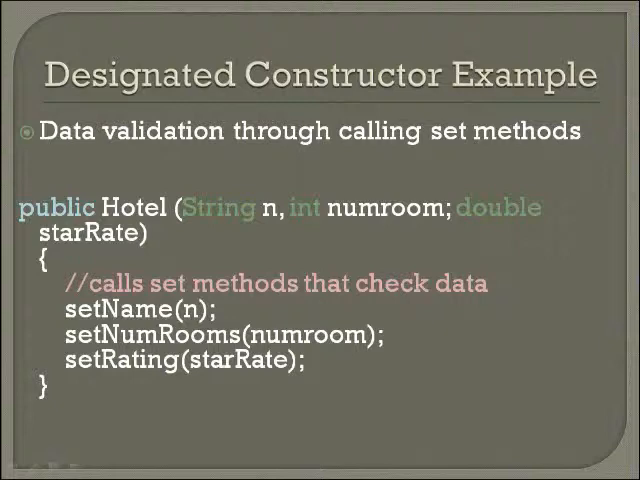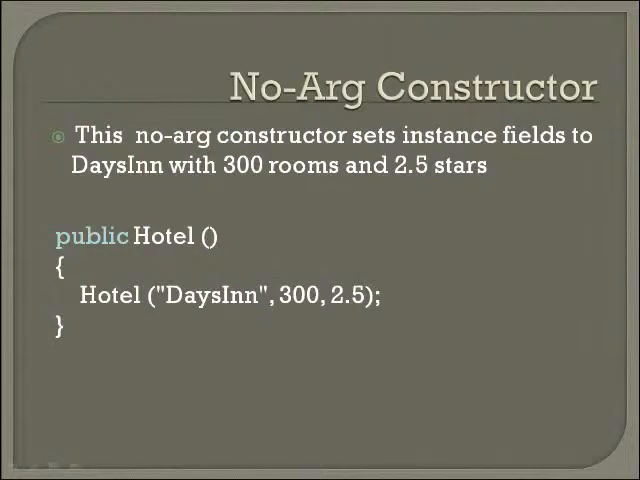Set name sets the name to the string that was passed to the constructor. Set num rooms passes num room, which was passed to the constructor. And set rate uses star rate, which was also passed to the constructor. The following is an example of a no-arg constructor. This constructor sets instance fields for Days Inn with 30 rooms and 2.5 stars.